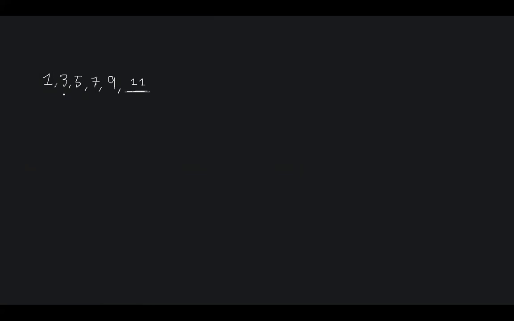So take a look. If I add 1 by 2, I'll get the answer 3, which is the second term or the next term after 1. If I add 3 by 2, I'll have the sum of 5, which is the next term after 3. If I add 5 by 2, I'll get the sum of 7, which is the term after 5.